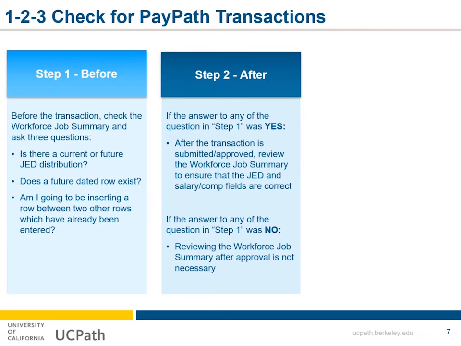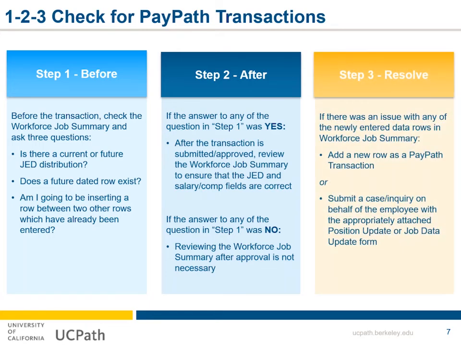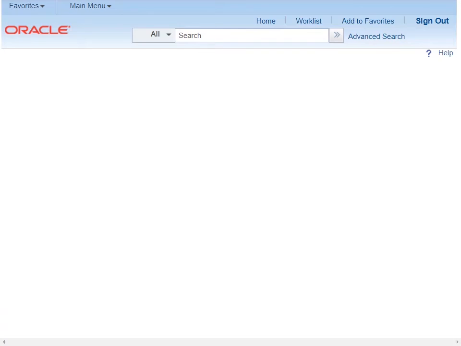If the answer to any of these questions was yes, then after the transaction is submitted and approved, review the workforce job summary to ensure that the JED, or job earnings distribution, and the salary and compensation fields are correct. If there was an issue with any of the newly entered data rows in workforce job summary, then add a new row or submit a case or inquiry on behalf of the employee with the appropriately attached position update or job data update form. Let's look at an example that demonstrates both of these nuances and follow the 3-step process.